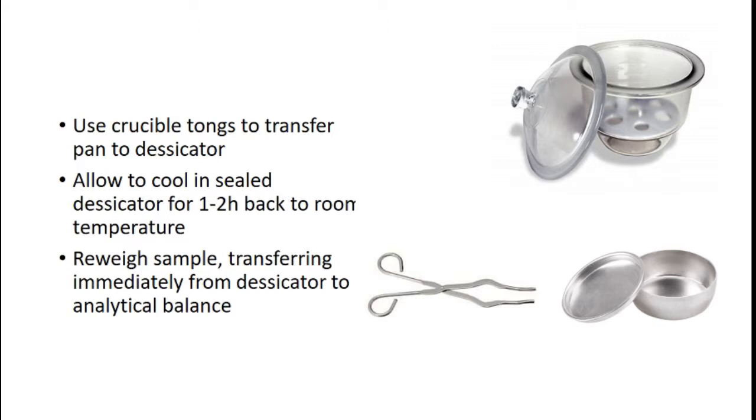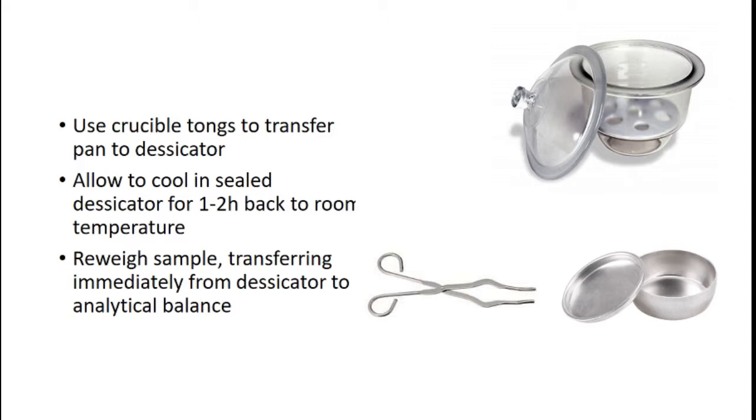Having it in a desiccator means that you've got some sort of adsorbent material. So it could be silica gel, it could be a few different compounds that are used as desiccants that will absorb moisture out of the air and create a very, very low humidity environment in that chamber.